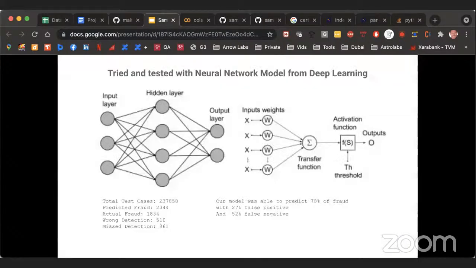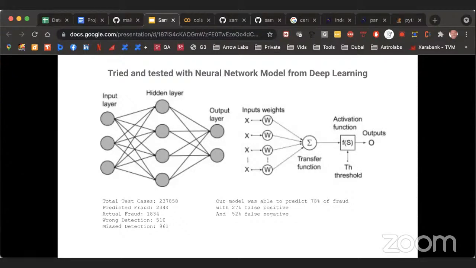And we tried our first attempt with a neural network. We split the data into a train data set and a test data set. When we ran the test data set, we had around 230,000 cases, and the model was able to predict 2,300 fraud cases, of which only 1,800 were actual fraud, with 510 wrong detections and 900 misdetections.